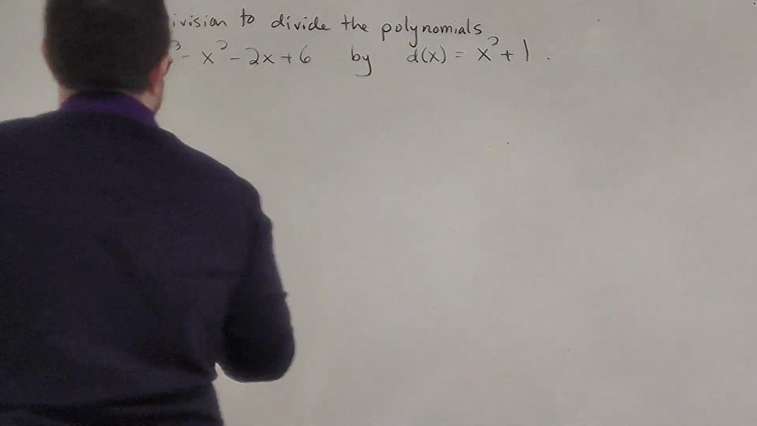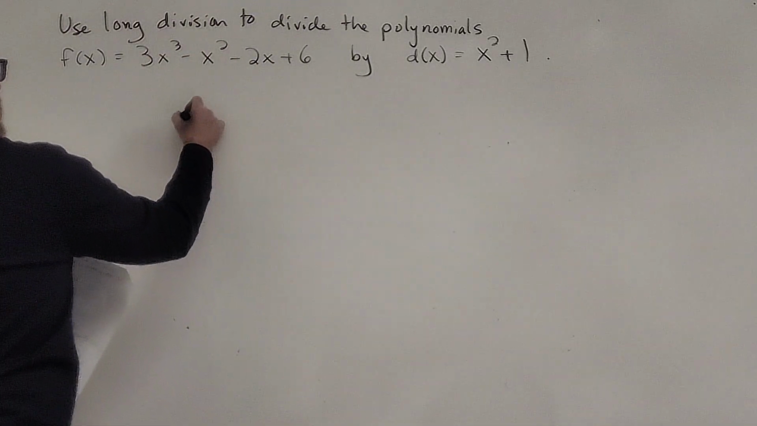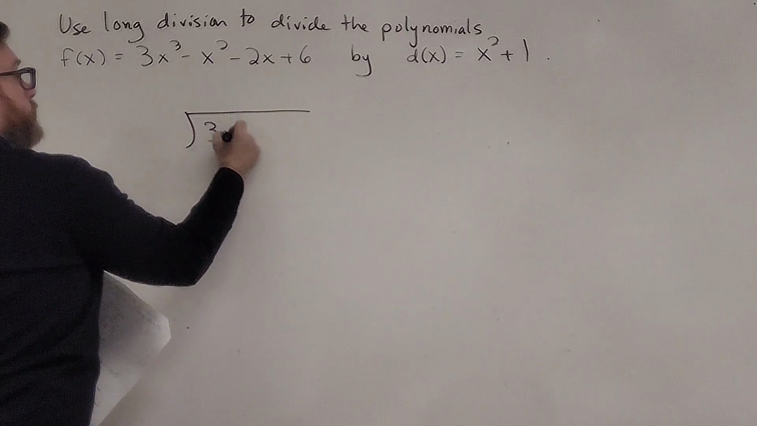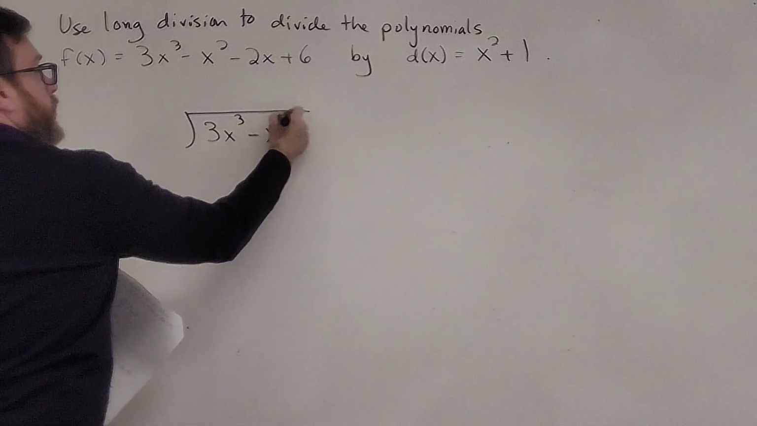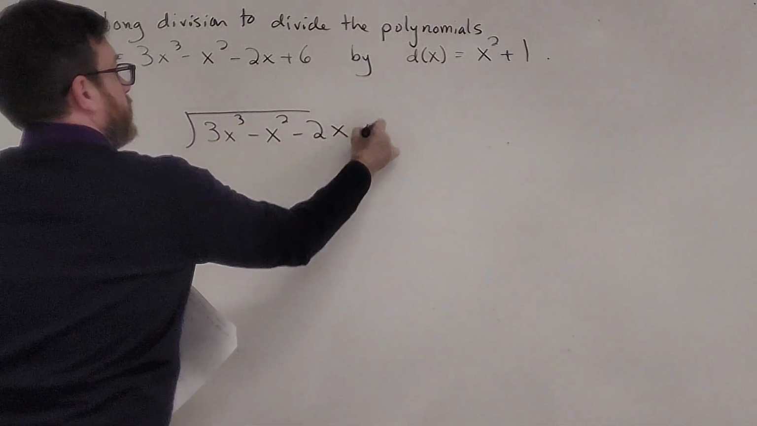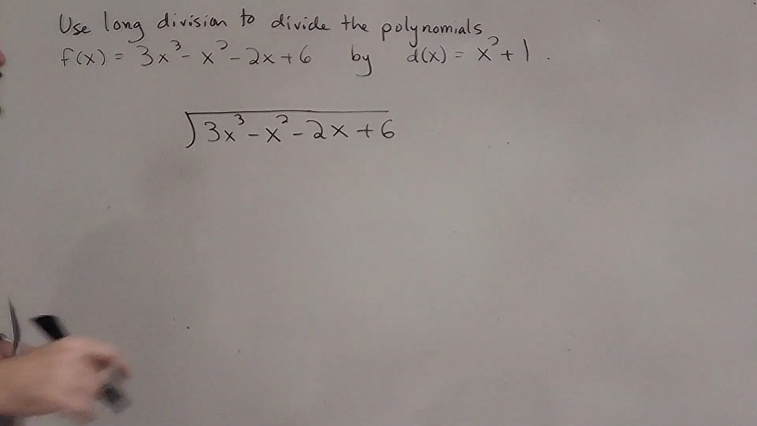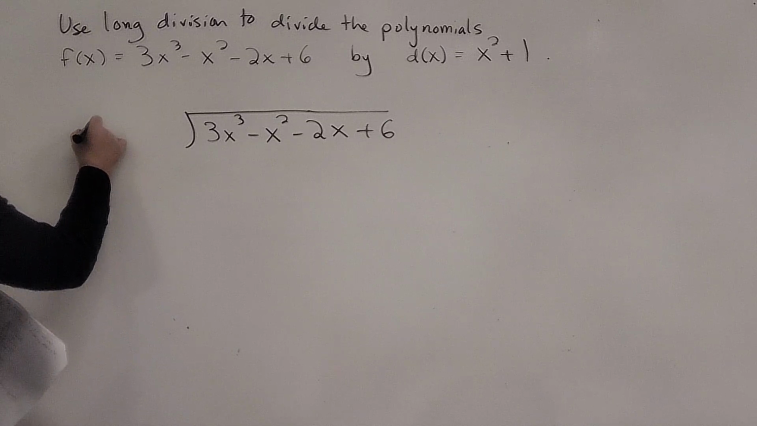So the way we set this up is through that division algorithm, really similar to what we did before. You put your bigger number down here, in this case your bigger polynomial, 3x cubed minus x squared minus 2x plus 6. And then your smaller polynomial over here, which is going to be that x squared plus 1.